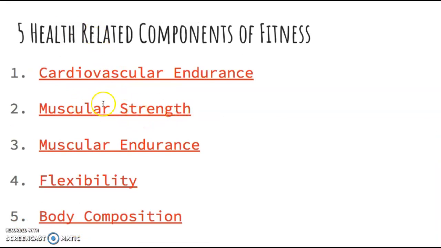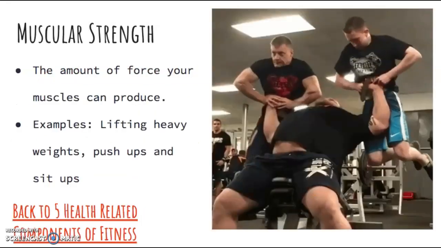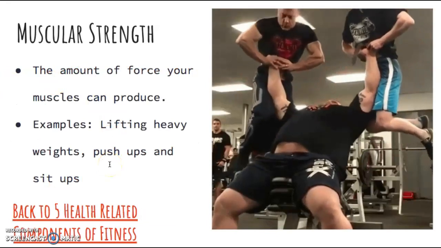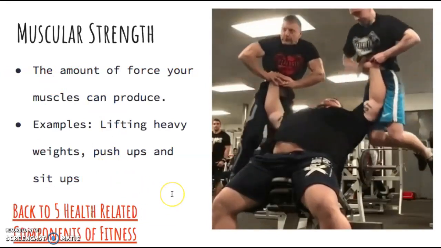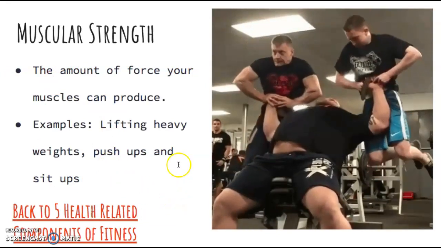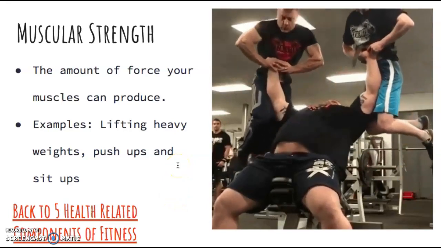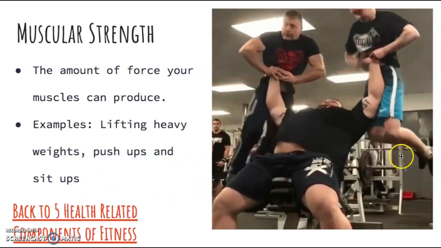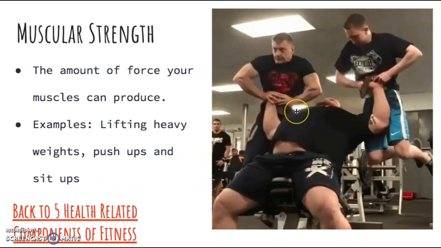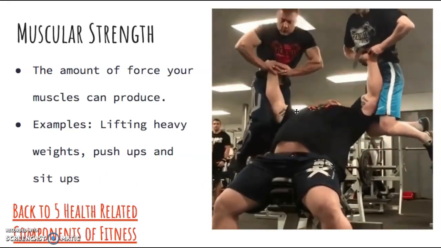The second one we're going to go over is muscular strength. So we're going to go to that slide. Muscular strength is the amount of force your muscles can produce. So examples of this would be heavy lifting, or lifting heavy weights, push-ups, and sit-ups. So you can see this guy, he's lifting 2 other guys.